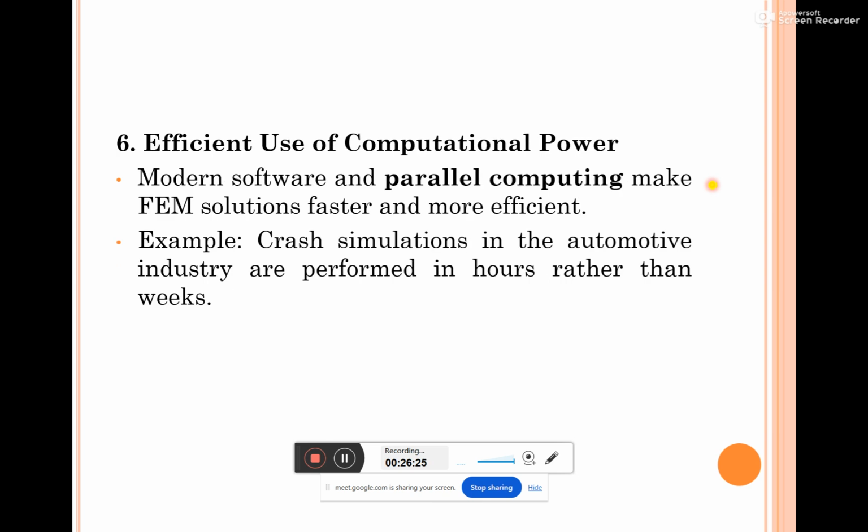And also computational power. Nowadays there are modern software packages available, like ANSYS or LS-DYNA, or whatever other commercial software is available in the market. They have high computing solutions, so at a faster rate they can predict the output, and as per your boundary conditions they can give the required solution. So that is one of the advantages.